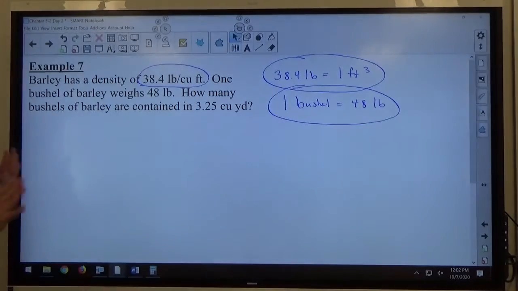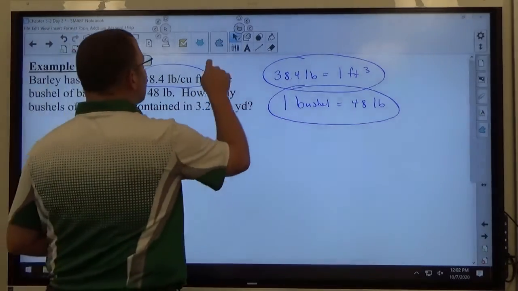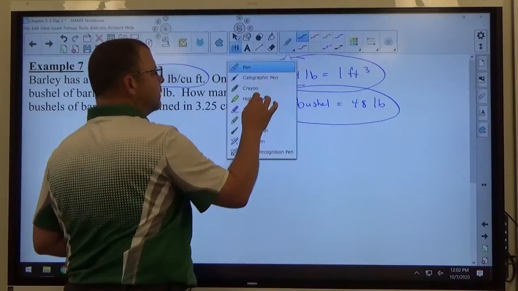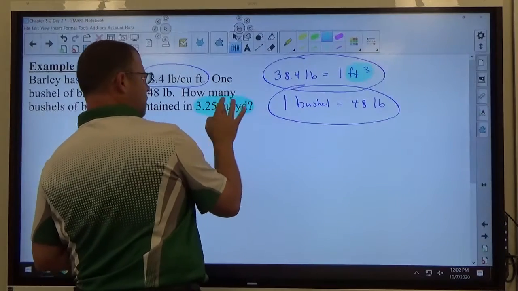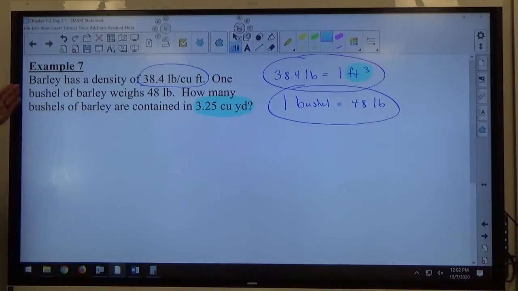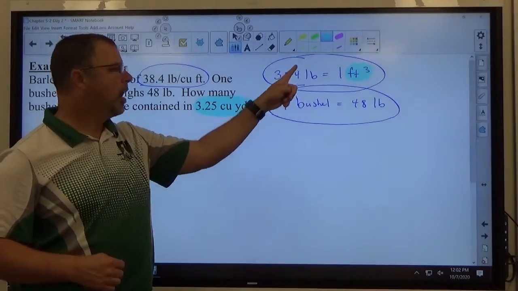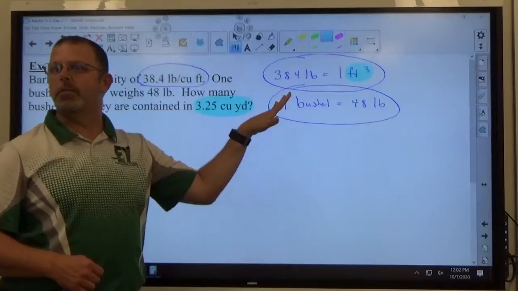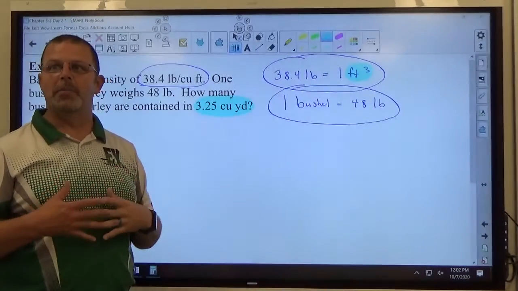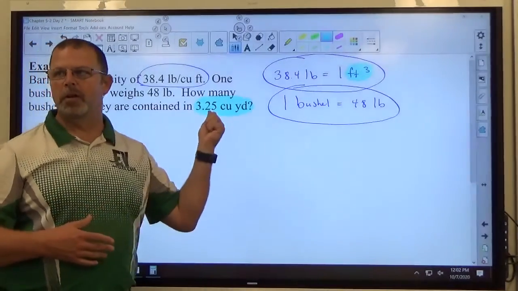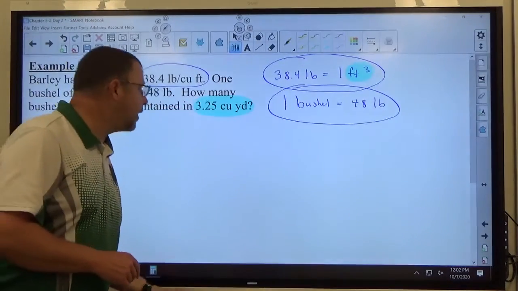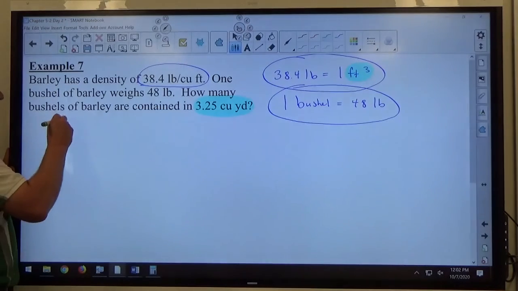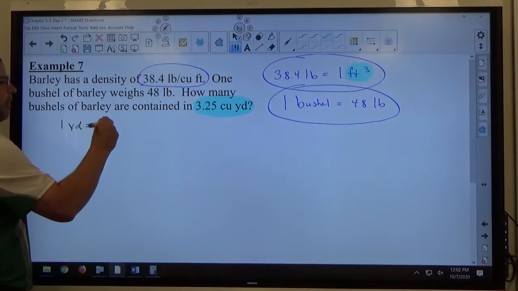Now, the first thing I'm going to notice here, hopefully you guys notice it also, is this says cubic feet and this says cubic yards. So if I want to figure out bushels, if I start at cubic feet, I can change to pounds. If I know pounds, I can change to bushels. I'm looking for bushels, right? So the only thing I need to know is how many cubic feet do we have. They don't tell me how many cubic feet I have, but they tell me how many cubic yards I have. Now, recall from yesterday that 1 yard is equal to 3 feet.